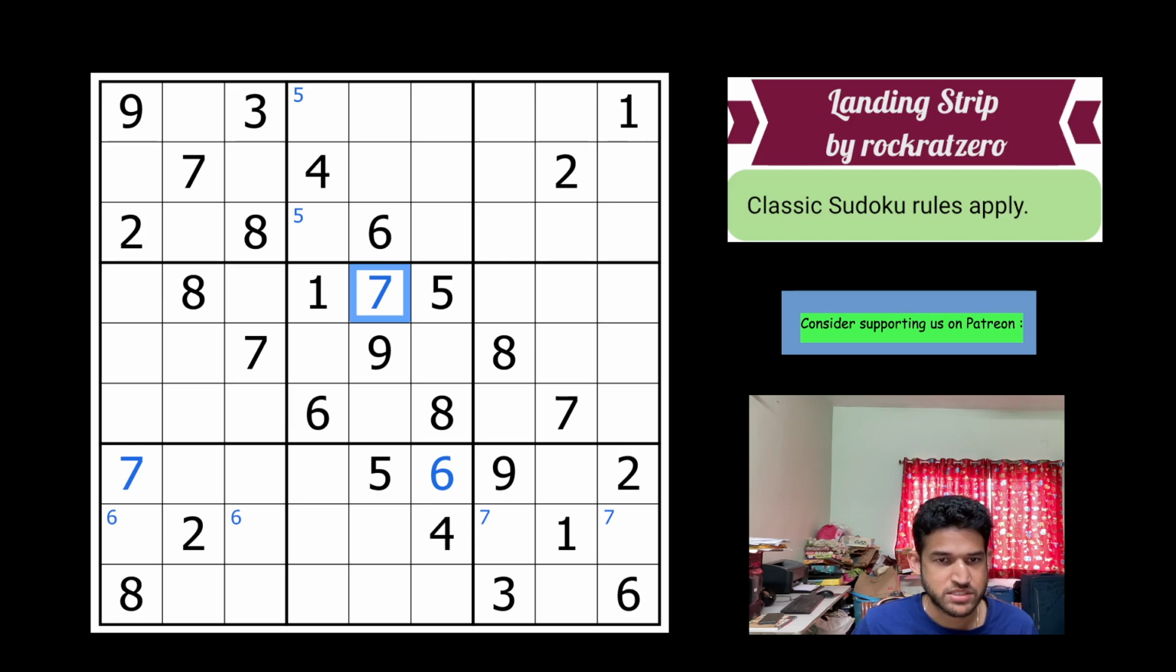1 in column 7 has to be here, that puts 1 in here. Okay, 4 in box 1 goes here because 4 cannot be in these two cells. Now the 4 in box 7, it cannot go here or here, so it has to be here. Similarly, 4 in box 9 has to be in one of these two cells. So we are getting a lot of pointing pairs.